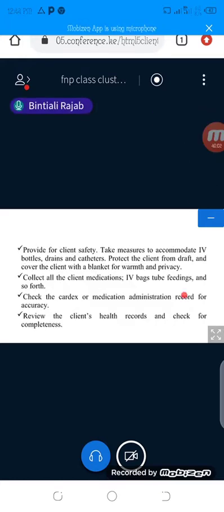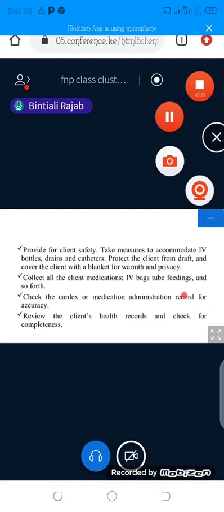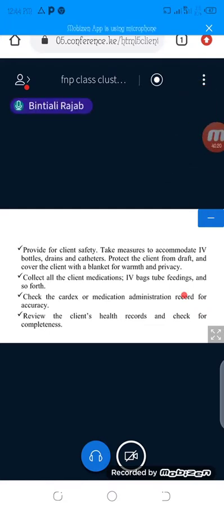Somebody was asking about the IV bags and tube feedings. Whenever you are transferring this patient, IV bags are the intravenous bags. If the patient was on IV fluids, like saline or dextrose, when transferring to another ward they must go with them. So that is what we mean by IV bags.